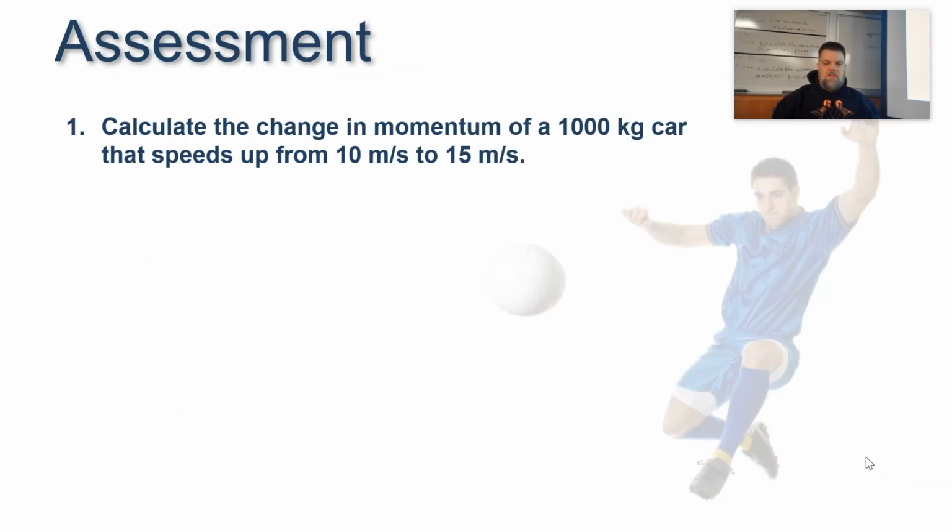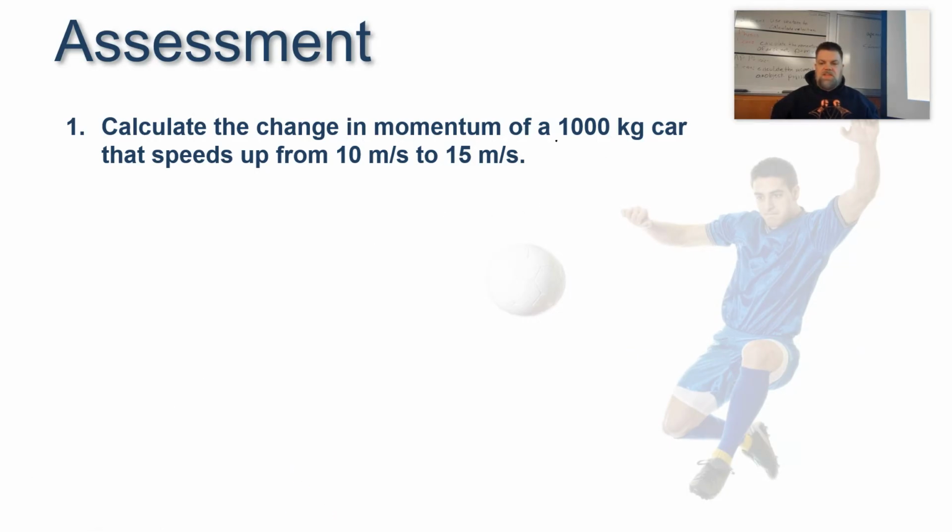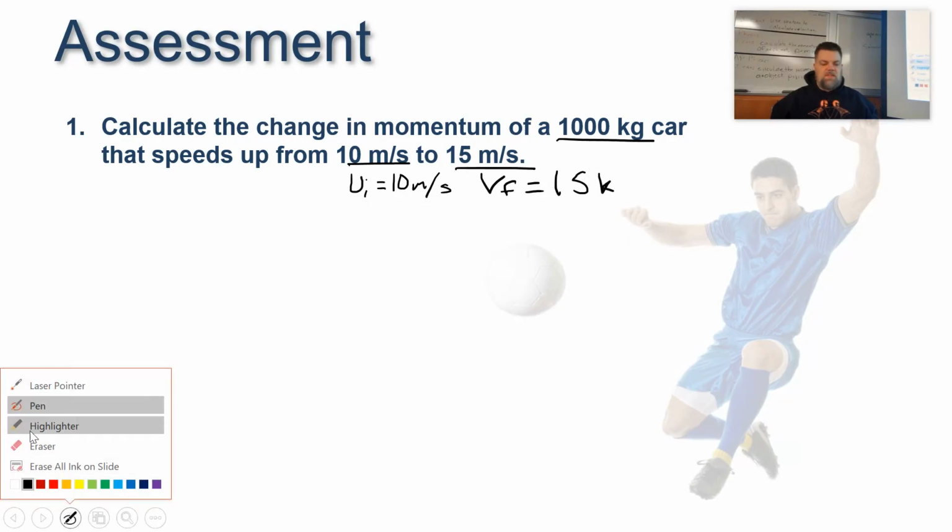Okay, so let's do this problem together. Calculate the change in momentum of a car that is 1,000 kilograms, and it speeds up from 10 meters per second to 15 meters per second. So this is the initial velocity, 10 meters per second. This is the final velocity. I know my V looks like a U. We'll fix that in a second. 15 meters per second.